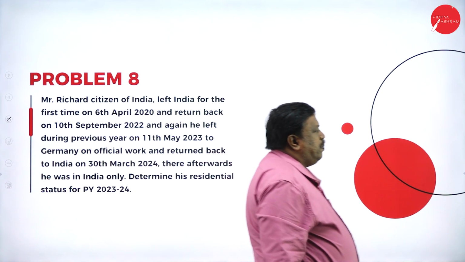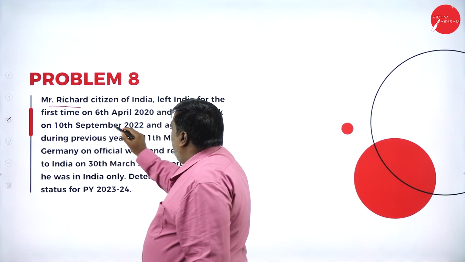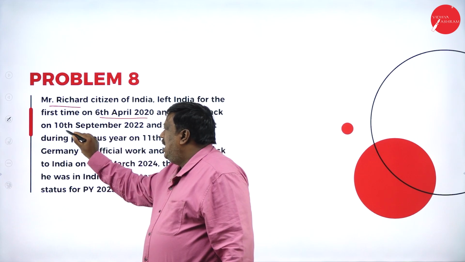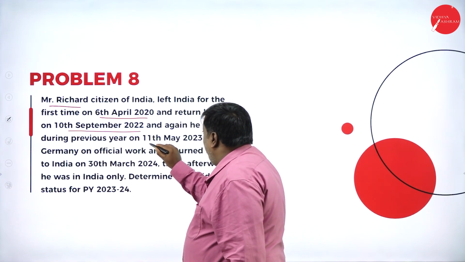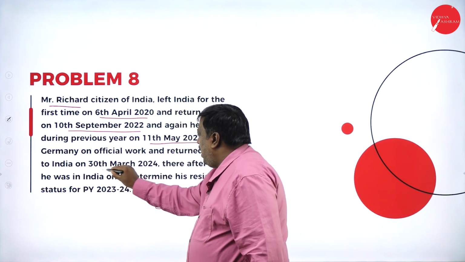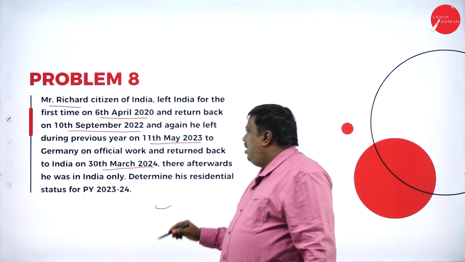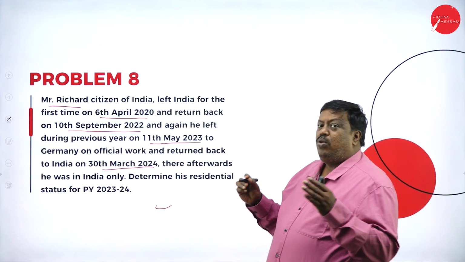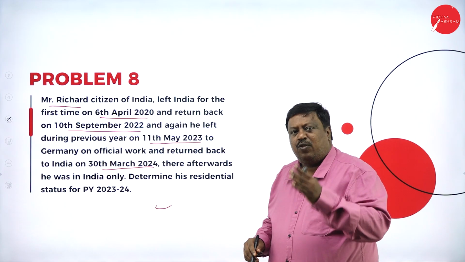Next, in the next problem we have here, I'm Mr. Richard. I left India for the first time on 6th April 2020 and I returned back on 10th September 2022. During previous year, 11th May 2023 I left and 30th March I returned back to India. So during previous year, from 11th May to 30th March, I was not in India, means up to 10th May. In the month of April, we have 30 days and May 10 days, 40 days.